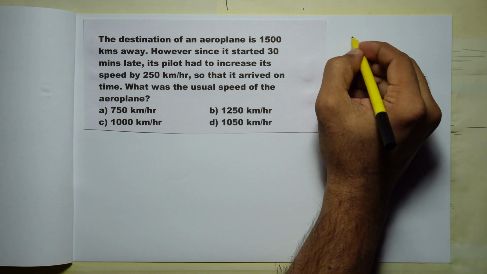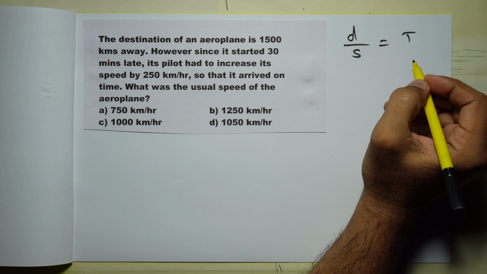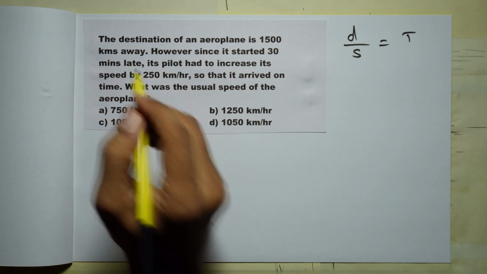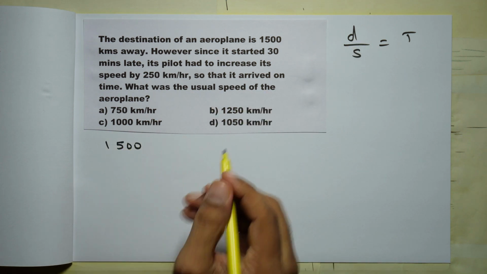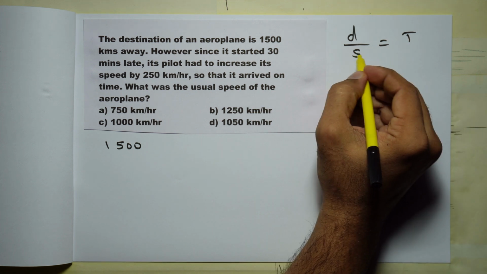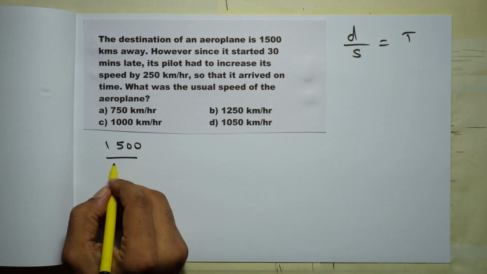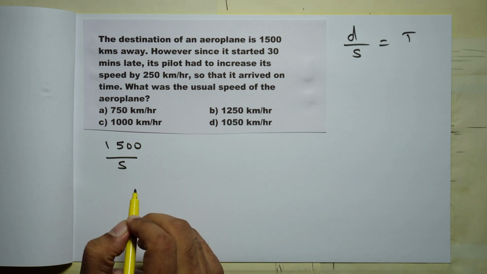Now you have the basic formula. Distance by speed gives you time. So this is the basic formula. The destination of the aeroplane is 1500 kilometers away. So distance d is 1500. Now first we'll find out the time required when it is traveling at its usual speed s. So distance by the regular speed s is the time required when you are traveling at the regular speed s.